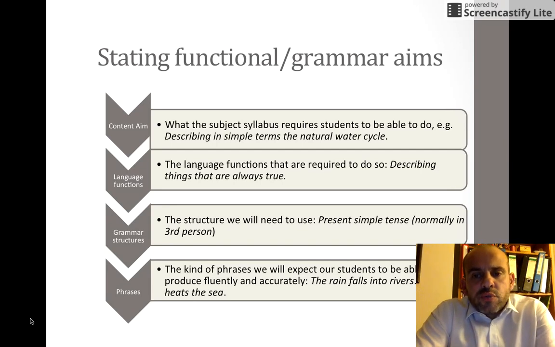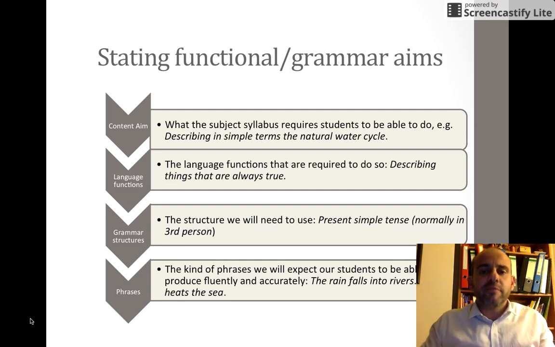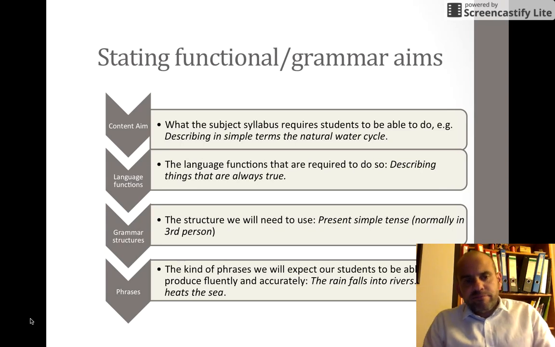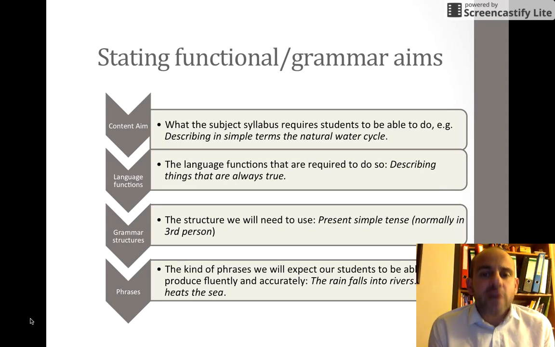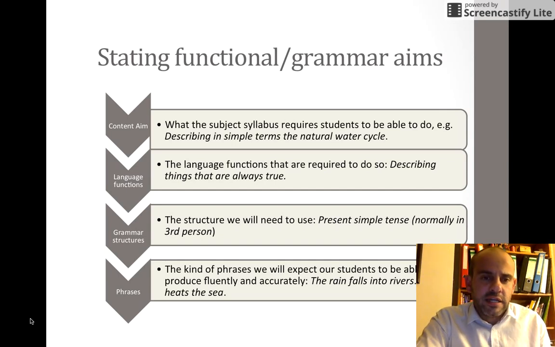What should we include? Well, this is what I recommend. Number one, some indication of context or overall academic purpose or content purpose of what we're doing. In other words, in this specific case, describing in simple terms the natural water cycle. That is what we're doing at the level of content. Number two, if possible, find an associated language function that we can refer to. For example, describing things that are always true, which is what we do in science more often than not.